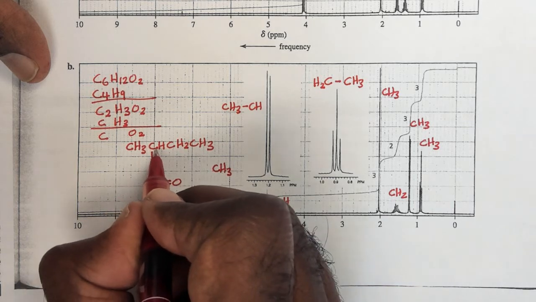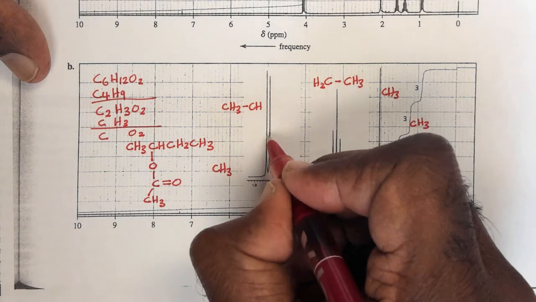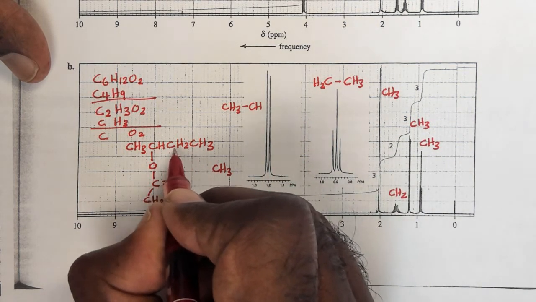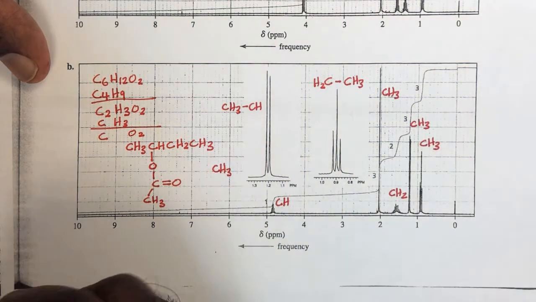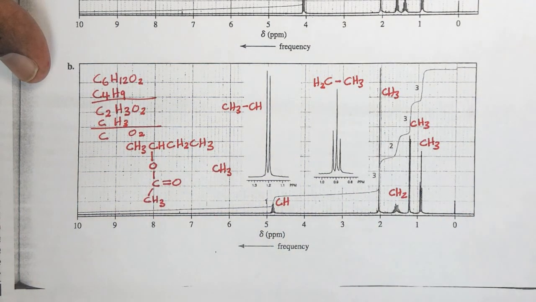This CH3 would be a doublet. You're seeing that doublet here. There's the expansion here. This CH3 would be a triplet because of the CH2 group. You see the triplet here. There's the expansion here. So this structure makes complete sense for this particular spectrum.